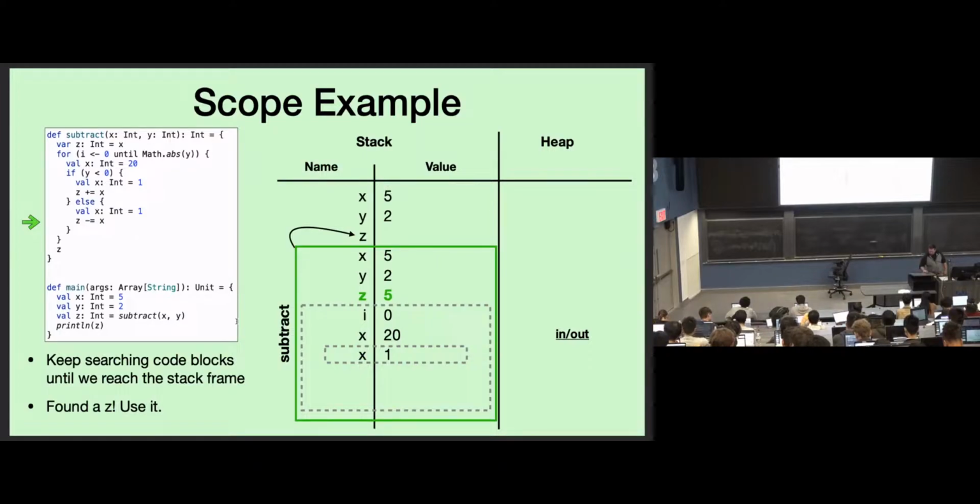Put in a different code block. Can you access a variable that's in the same stack frame but in a different code block? Yes, we just accessed Z. Z was not in this code block, but it was in this stack frame. So absolutely we can, as long as there's no variable with the same name in an inner code block that's closer to the code block that's executing.